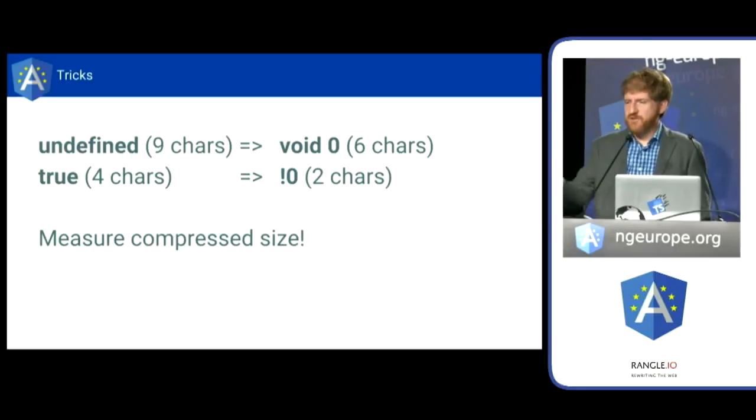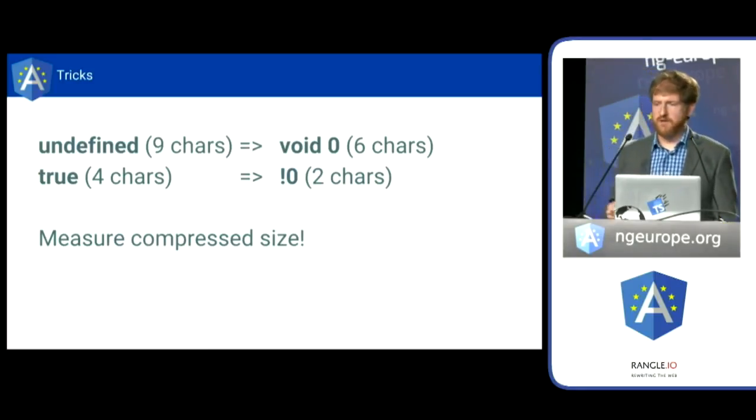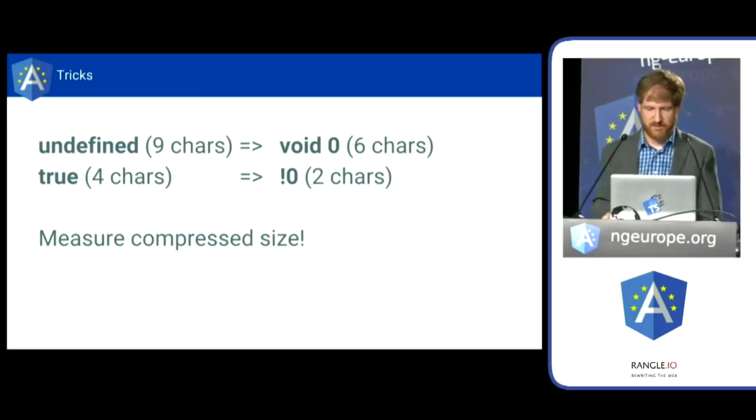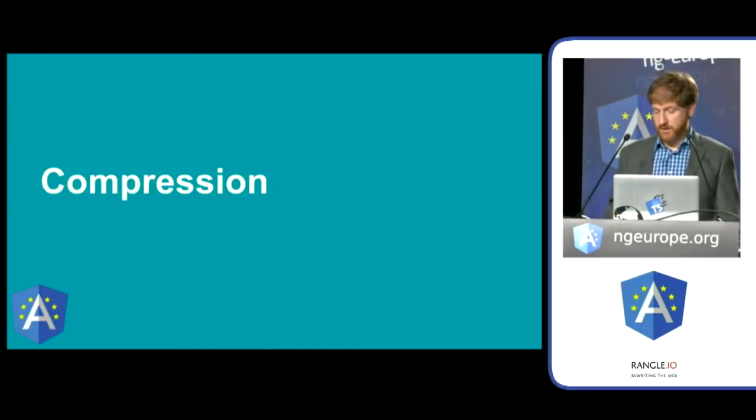Now of course, your code's not maintainable if it contains lots of bang 0, which is why we like static analysis tools to do it for us. And I should point out here that you should measure the compressed size. You might think of a lot of other tricks you could do, but of course, after compression, some of them don't matter. So speaking of compression, a solved problem, right?